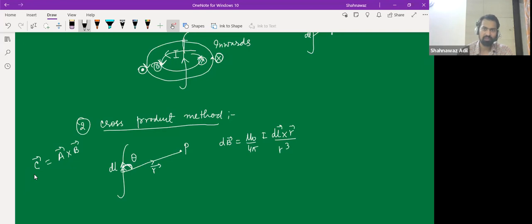Cross product of i and j. So I place my palm in the direction of i, and then I take the cross product. What is it? K hat, right. So we know that i cross j will give me k hat.